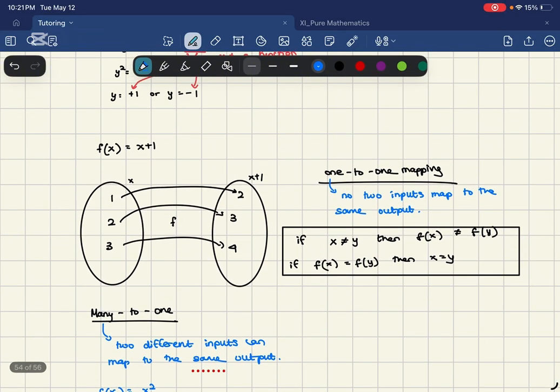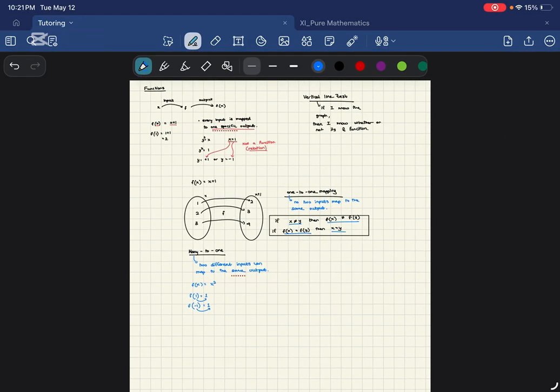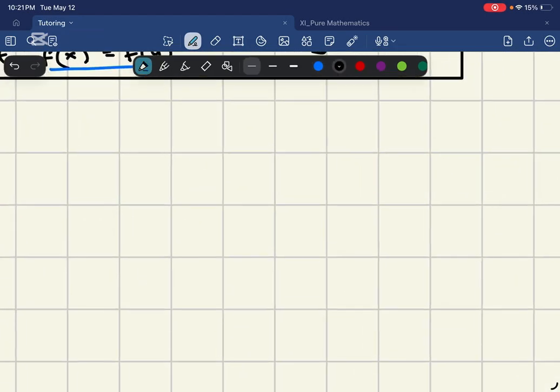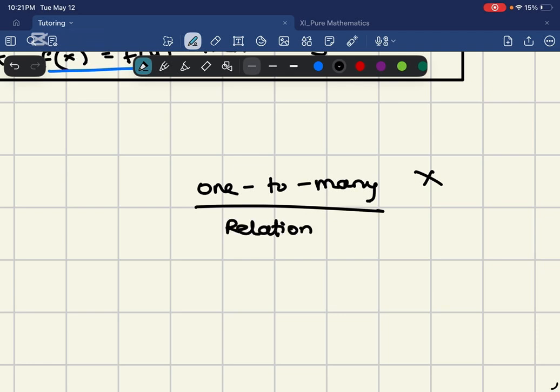And one-to-one means every input maps uniquely to one output, and if the outputs are equal, then the inputs have to be equal, right? Or if the inputs are different, then the outputs are different for a one-to-one function. So what you cannot have is one-to-many. This is not a function. This fails the vertical line test if you draw the curve. This is a relation, not a function.